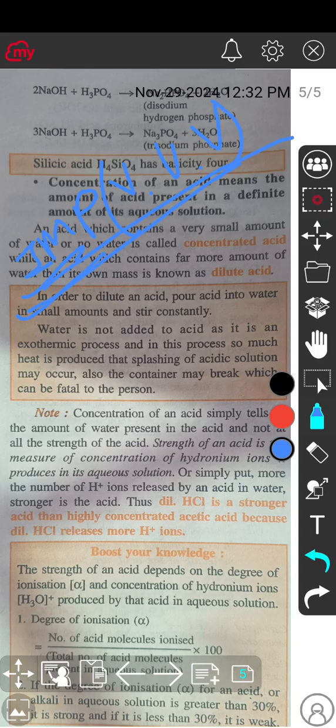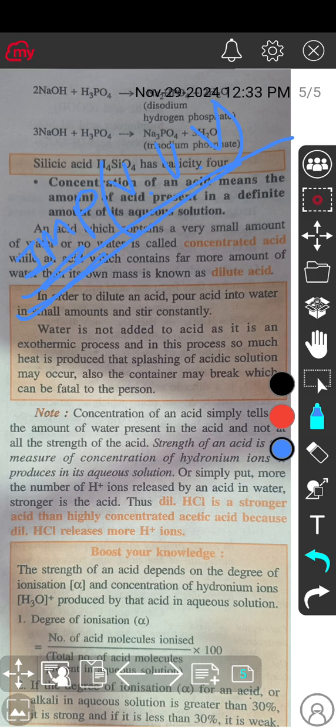Suppose there is a concentrated acid and we need to dilute it. We think that we will pour some water in it and it will get diluted. No, it's not the case. If we pour water in it, it will be very harmful for the person who is doing the experiments. So in order to dilute an acid, we need to pour the acid into water in small amounts, and we have to stir it.